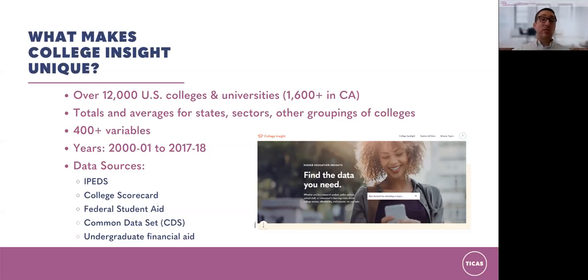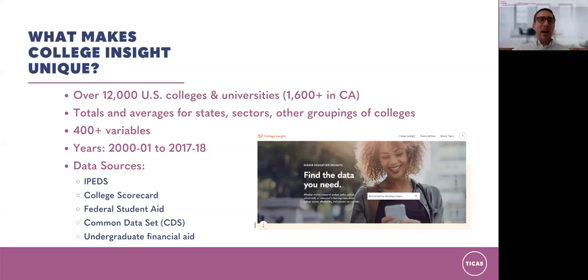For the data sources, we have lots of the kind of standard federal data sets like IPEDS. You can get student outcomes from College Scorecard. Federal student aid is particularly useful for more of a policy analyst perspective. It allows users to look at Pell disbursements, loan disbursements by institution.